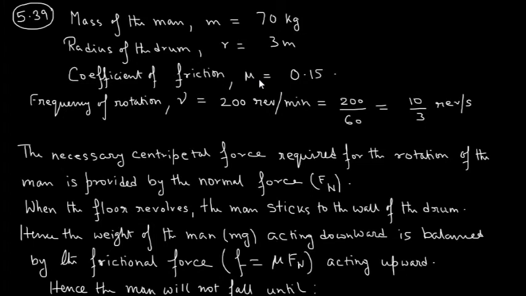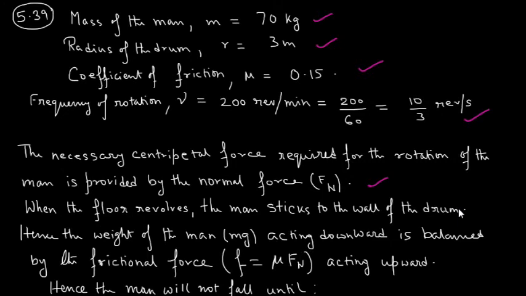Now, the solution. Mass of the man m = 70 kg. Radius of the drum r = 3 meter. Coefficient of friction μ = 0.15. Frequency of rotation is 200 revolutions per minute, that means 200/60, that is 10/3 revolutions per second. The necessary centripetal force required for the rotation of the man is provided by the normal force F_N. When the floor revolves, the man sticks to the wall of the drum.